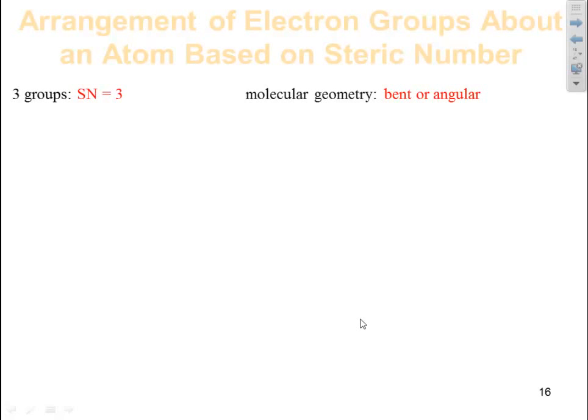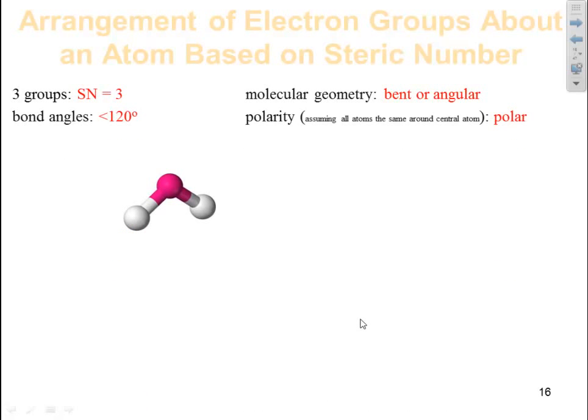Let's talk about a steric number equal to 3 with molecular geometry bent or angular. So this has the same steric number as the previous one, but in this particular case, there's going to be a lone pair involved as well. This arrangement looks exactly like the trigonal planar, except where you had an atom up here at the top on the trigonal planar, in this case you have a lone pair up here instead of a bonded pair.